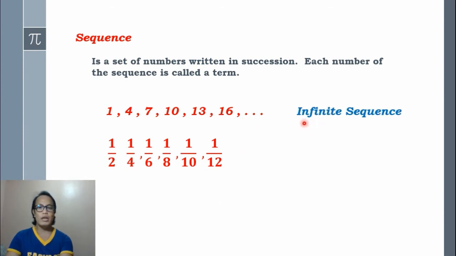One is called an infinite sequence. In this case, which is denoted by these ellipses or the three dots, this means that this sequence does not end at 16. This means that this sequence goes until infinity.